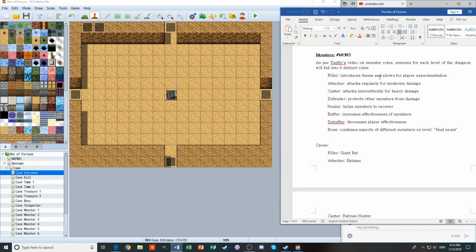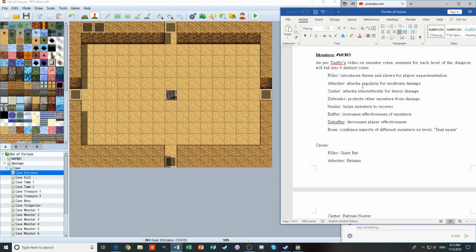Filler basically introduces the theme and allows for player experimentation. So these are your basic trash mobs that pretty much have no threat whatsoever. Their purpose is to introduce the players to the theme of the dungeon, and also to allow them to experiment with their skills a little bit.